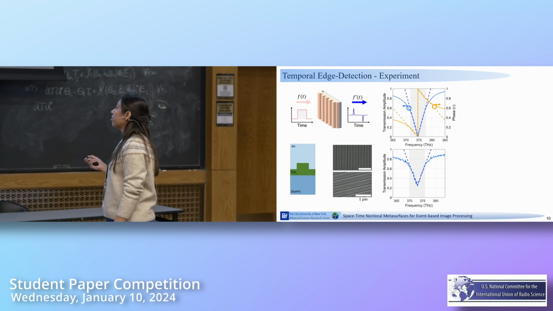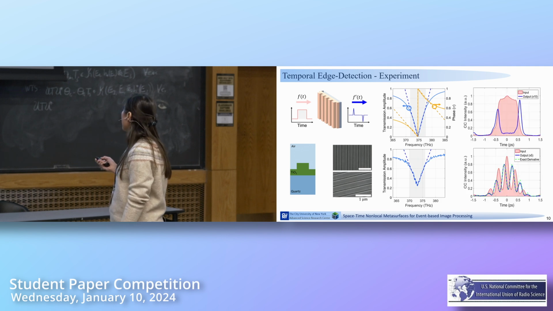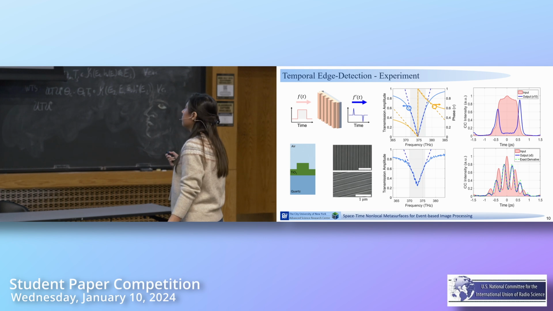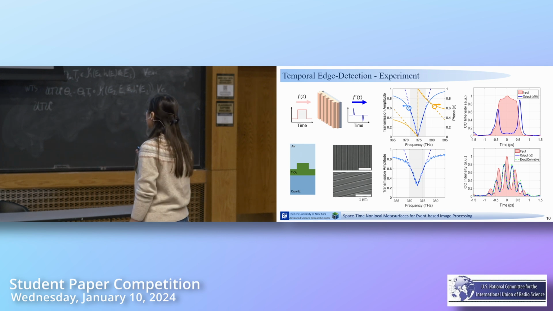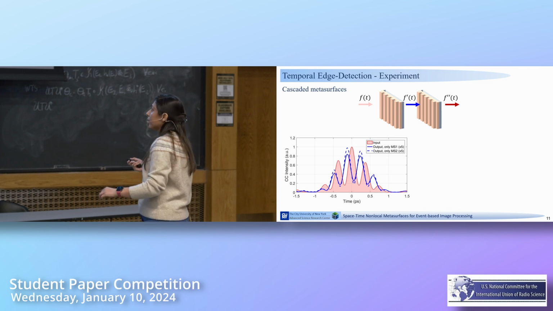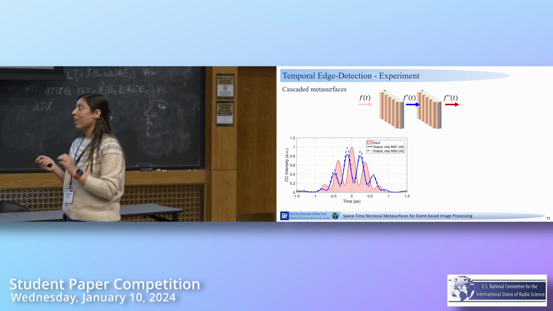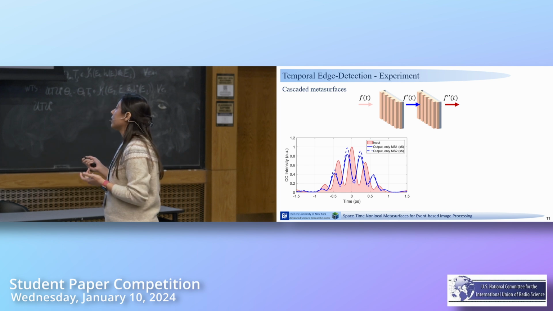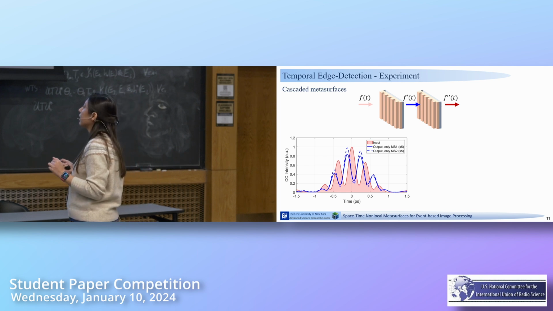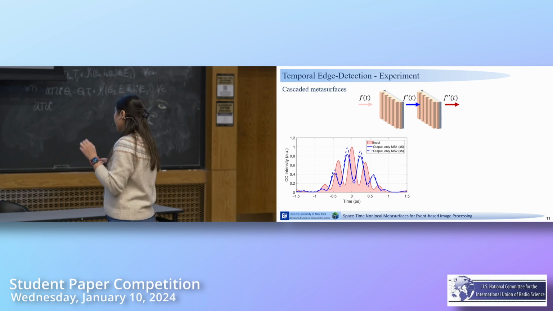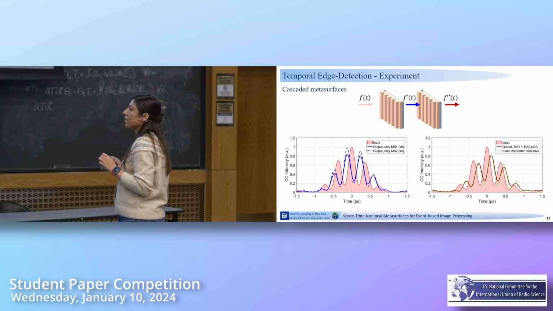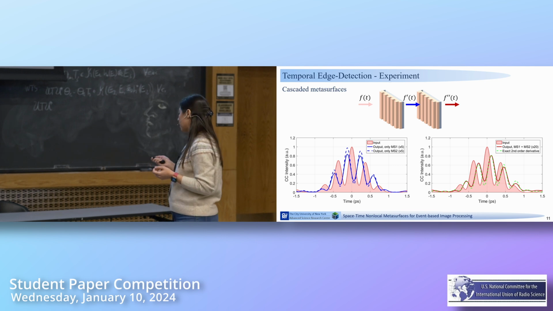And this is the transmission that we measured in the lab. And we tried some different inputs. And in each case, we can see a nice first-order derivative in time and the edges. Then we tried the idea of cascading two of these metasurfaces. And here you can see the response of each metasurface doing first-order derivative in time. And when cascading them, here we get a nice second-order derivative of the output.